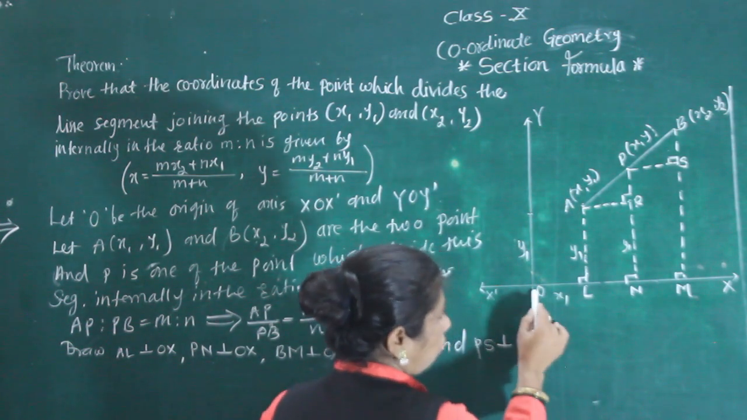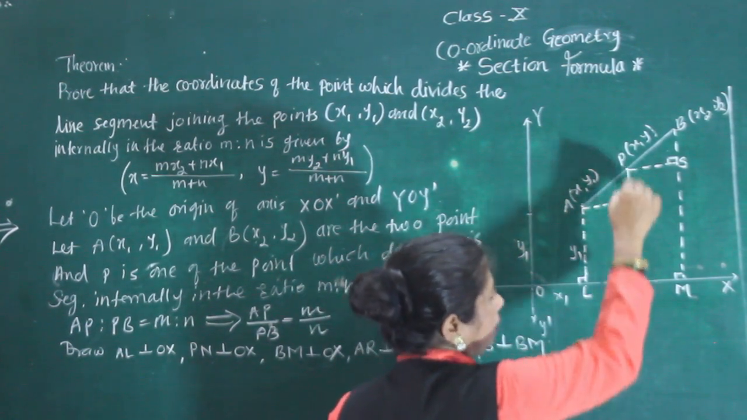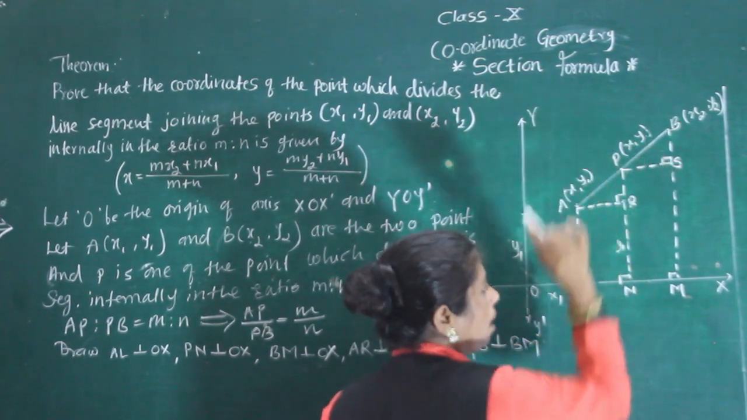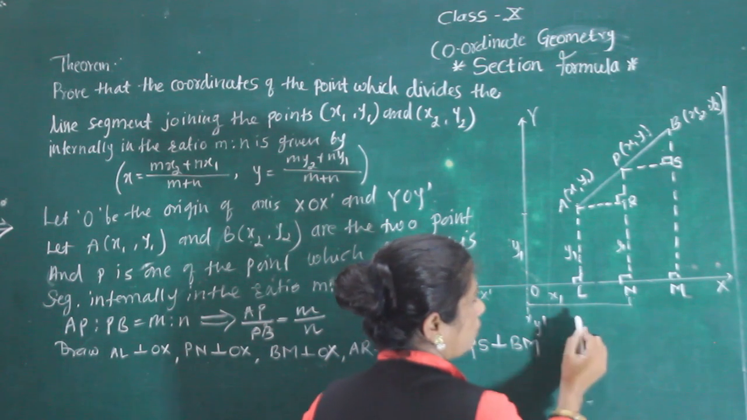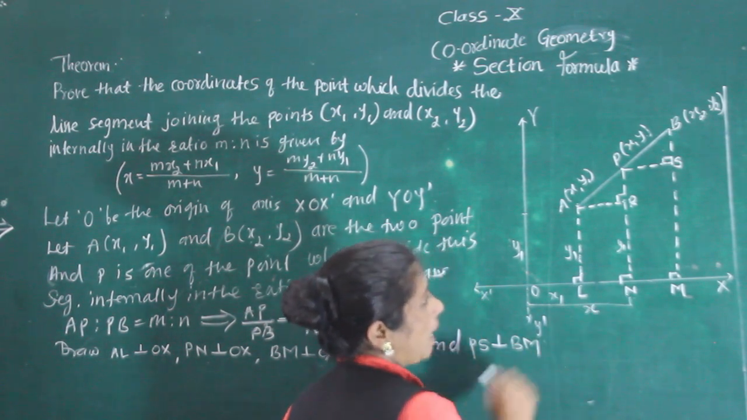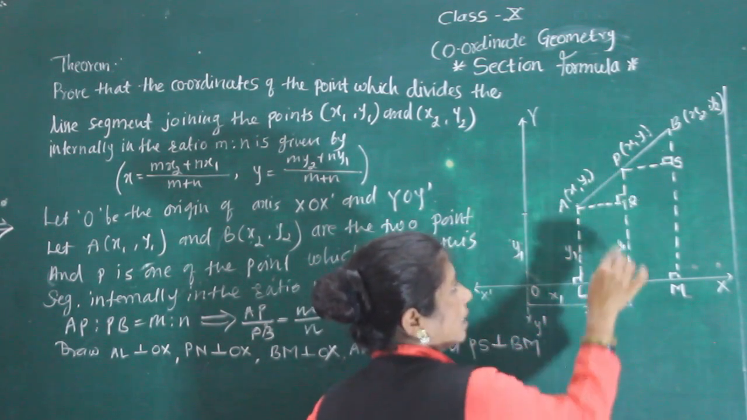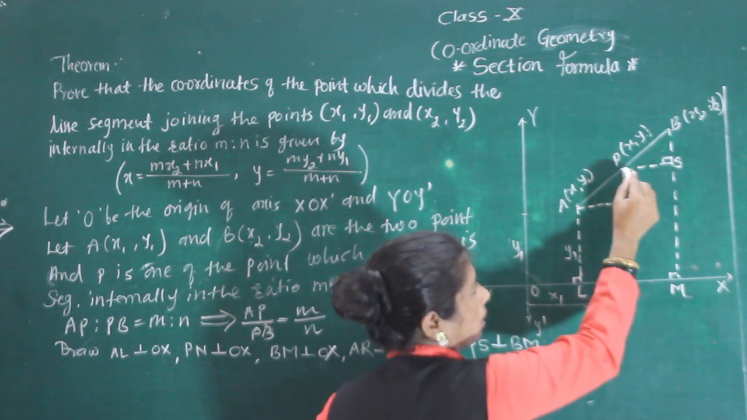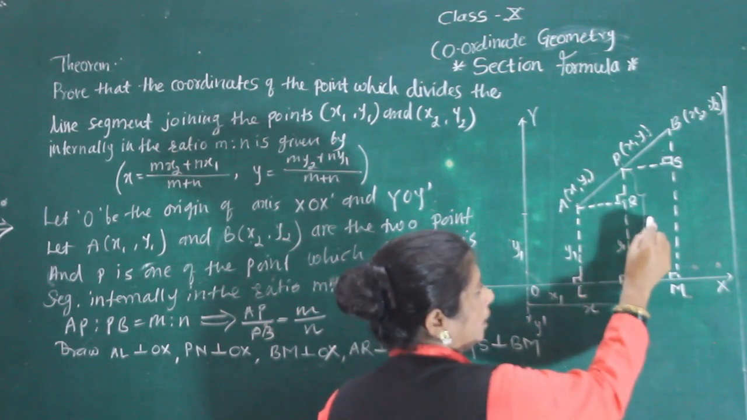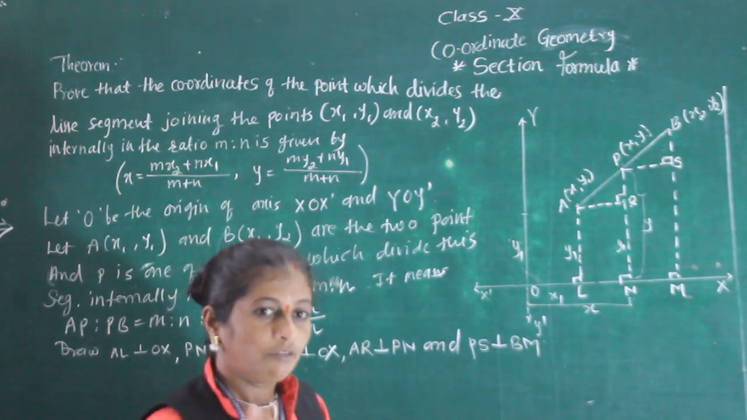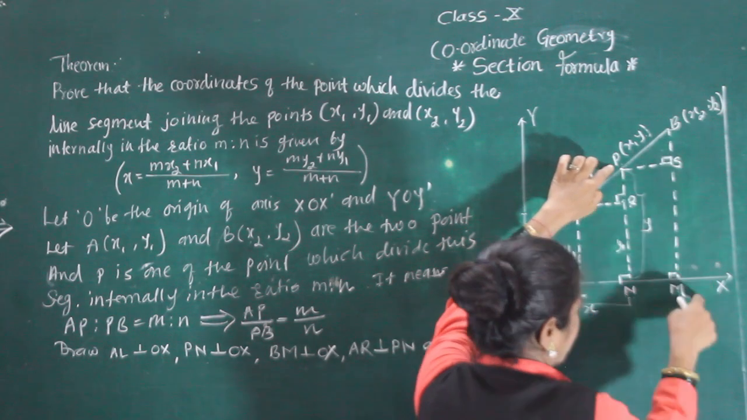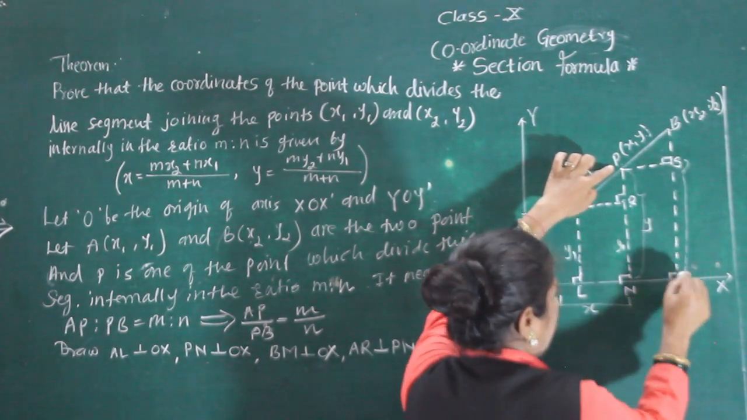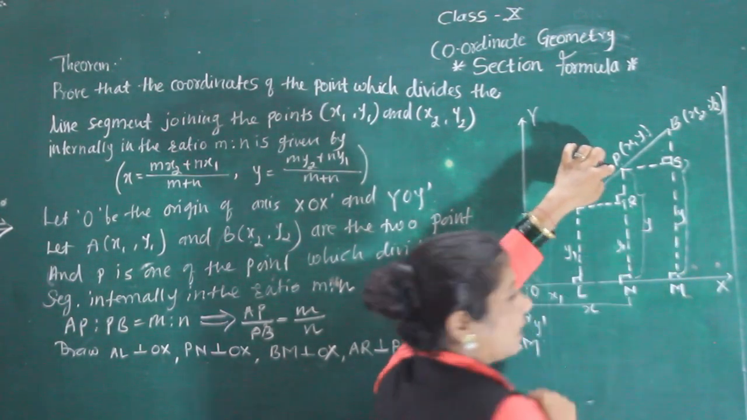Now here, P has the coordinates X, Y. It means that the distance from O to N is your X, correct? And this vertical distance from P to N is Y, right? Total is Y. And if PN is Y, then SN is also Y1 from here.